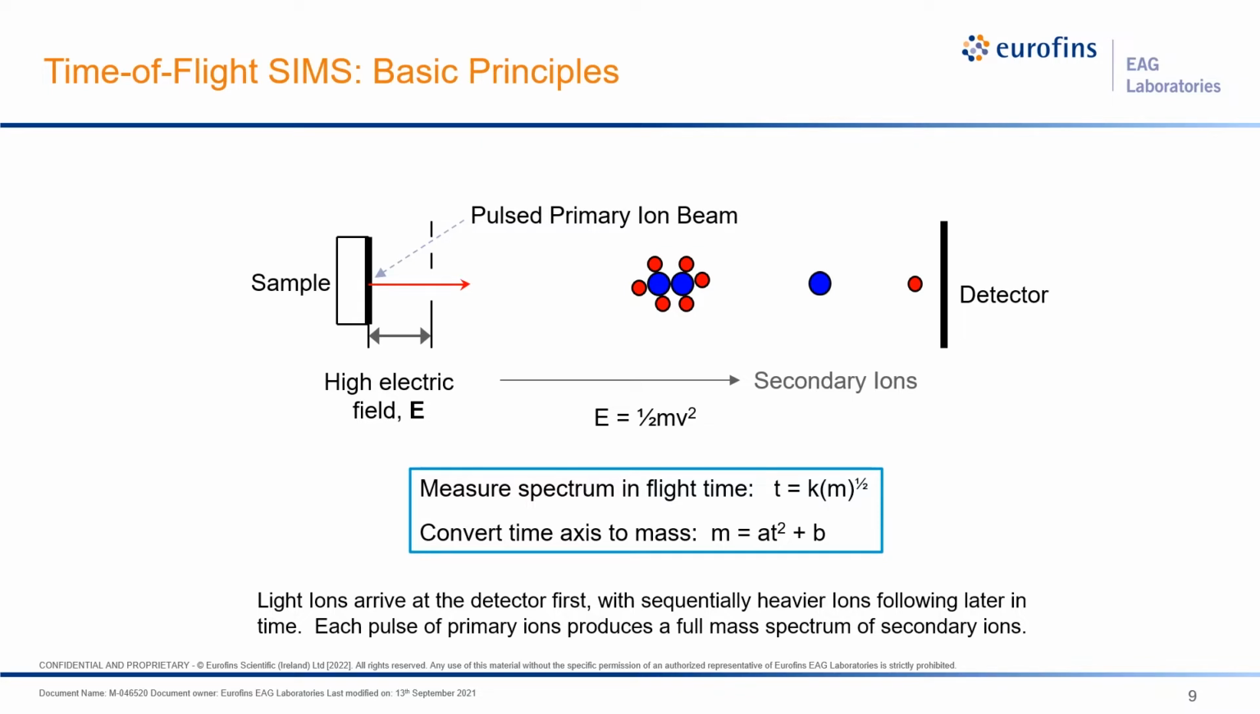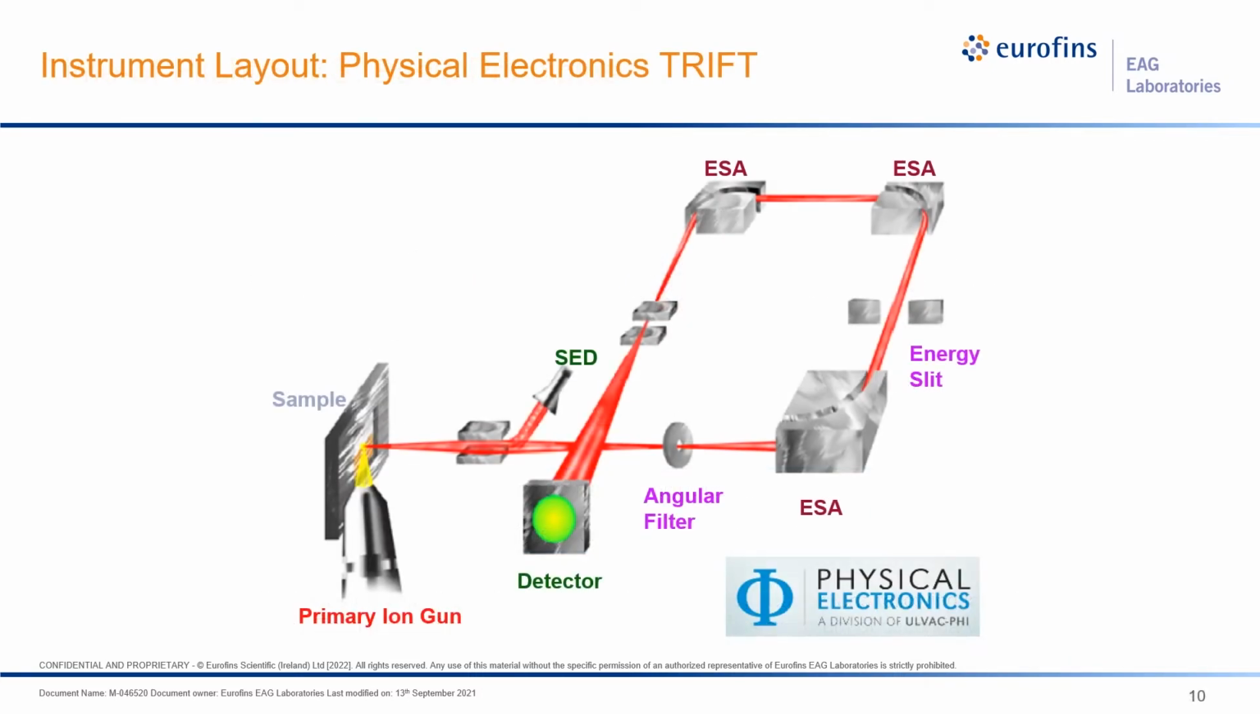Each pulse of primary ions produces a lot of secondary ions, which all fly down to the detector and hit it at different times. There's no filtering of choosing ions which you want to measure. You get what you see, or you see what you get, I should say. Okay, let's move on to look at some of the practical instruments that we actually have.